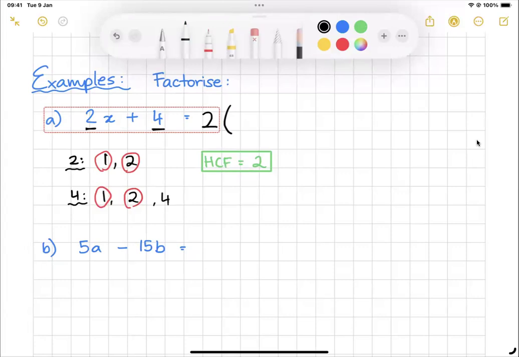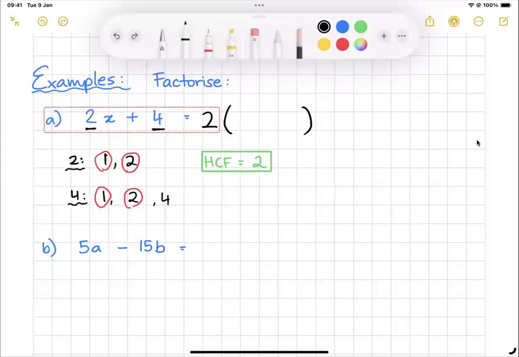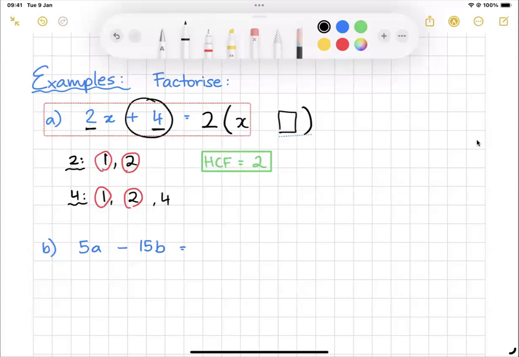Then I'll put a bracket, and I'm going to figure out what's left over in here. To do that, you can either use division, so 2x divided by 2 gives me what's left, or if that's hard, you can do it by multiplication. So 2 times something gives me 2x. 2 times x gives me 2x. 2 times what gives me positive 4? 2 times positive 2 gives me 4.